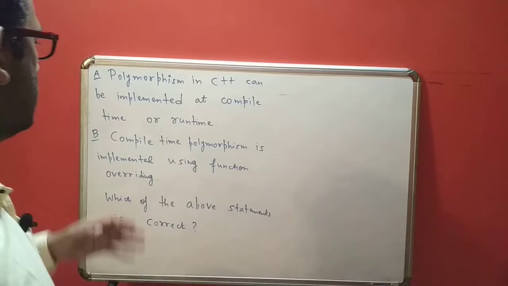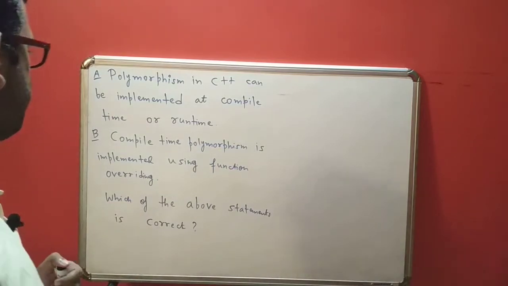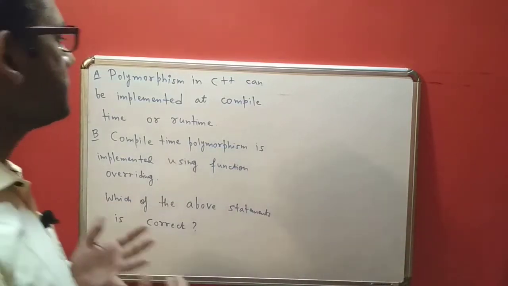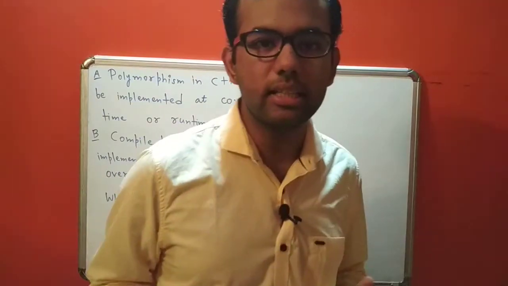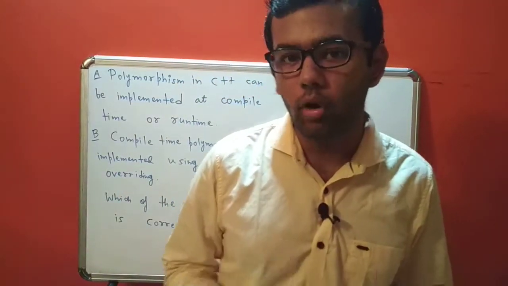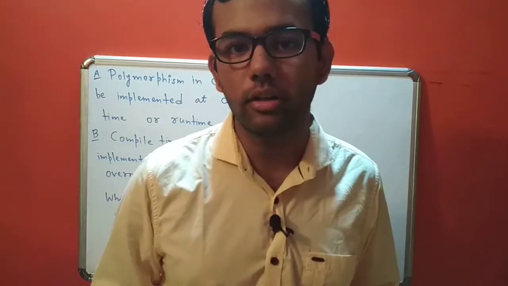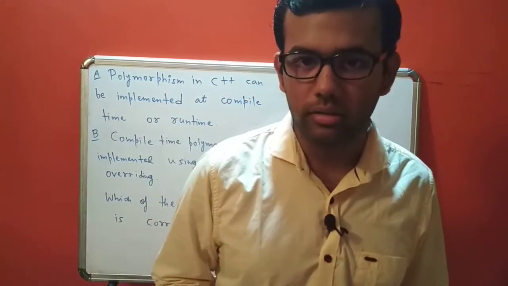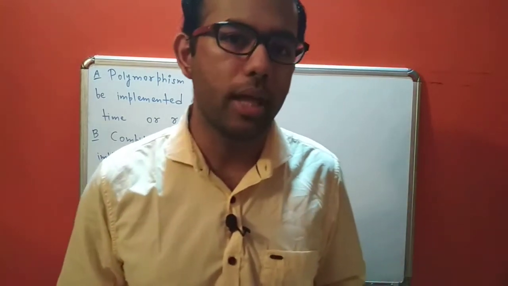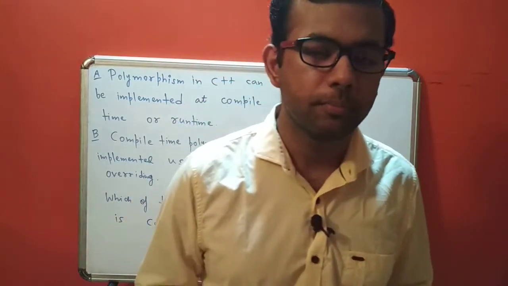Okay, so this is a question asked on polymorphism. What is polymorphism? Polymorphism means one entity or one thing, multiple forms. For example, you see me here standing in front of you as an instructor, trying to guide you, trying to help you with computer science.